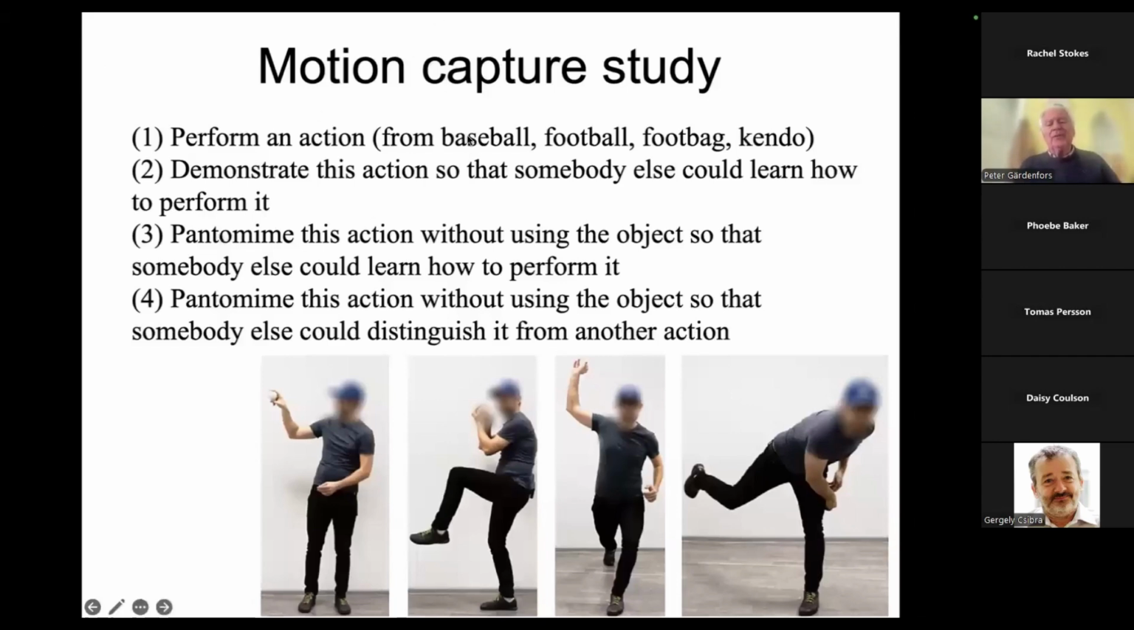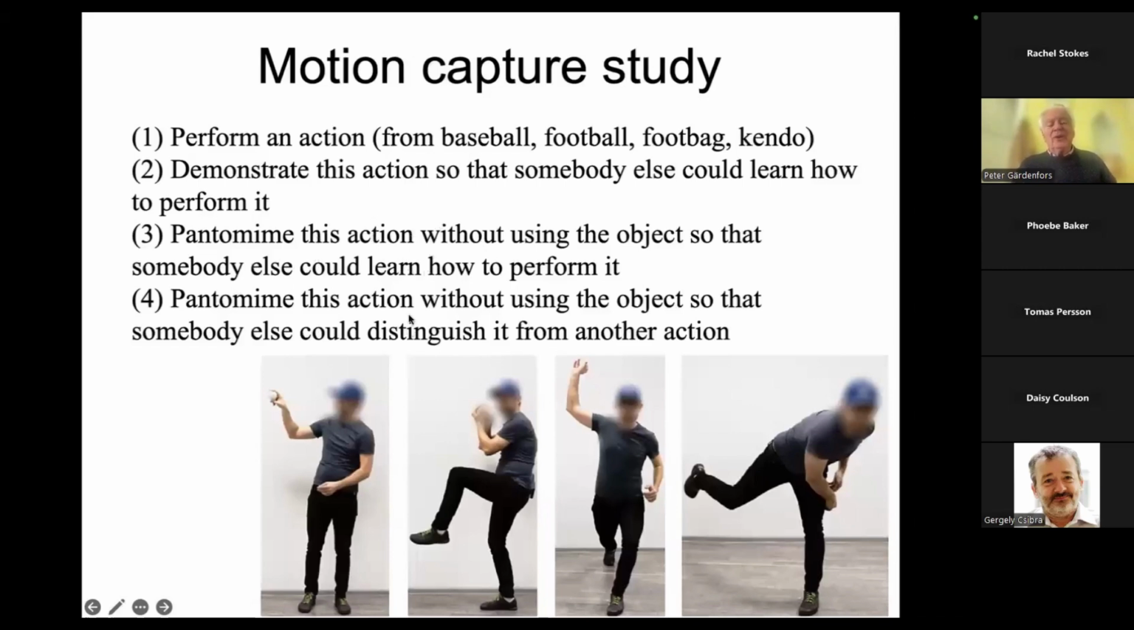And then the third condition was to pantomime the action without using the objects. Each of these actions involved something else, a ball and a foot bag and a sword. So there was always a tool for this action. And in the pantomime, you didn't have the object. So this is a movie of somebody pantomiming a baseball throw. And then the fourth condition. This is the pantomime for teaching.